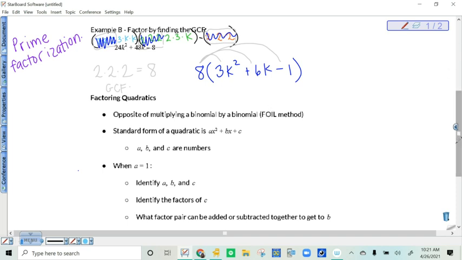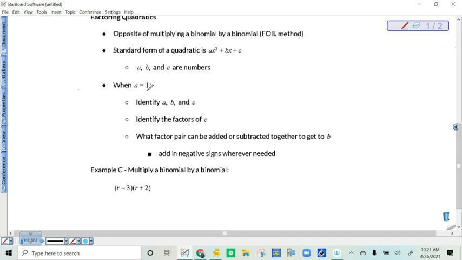So let's talk about when A equals 1. This is like numbers 1 through 4 on that practice page. When A equals 1, the way we say it is the leading coefficient is 1. What we need to do is first identify what A, B, and C are. Then we figure out the factors of C. Then we take those different factor pairs and figure out how they could be added or subtracted together to get to B, the middle coefficient. And you can add in negative signs wherever you need them.